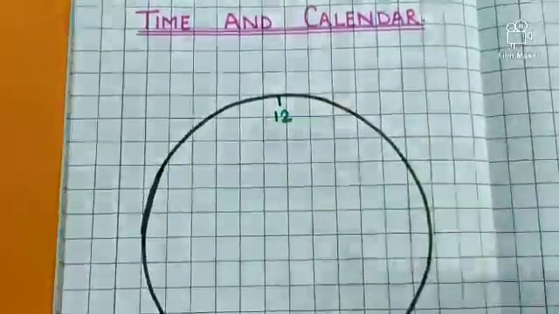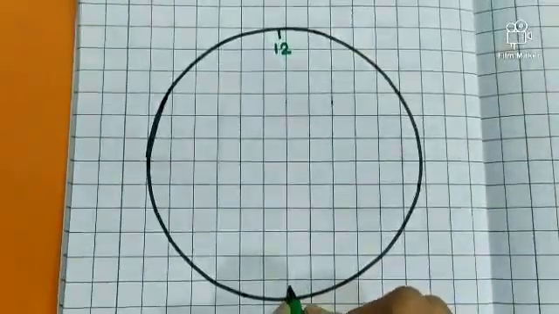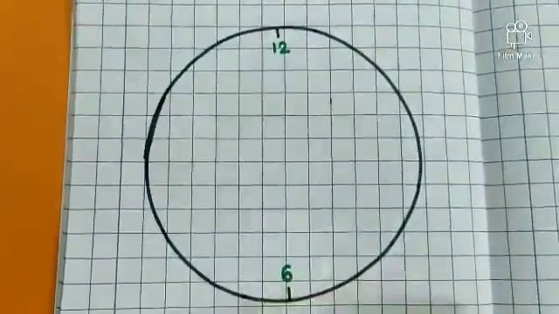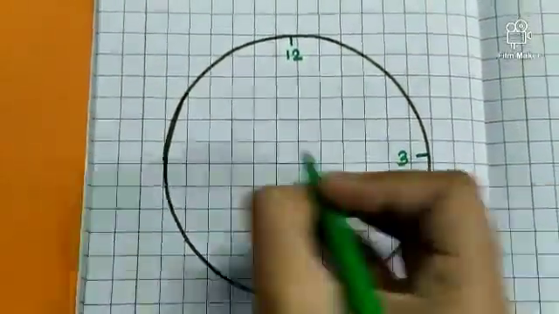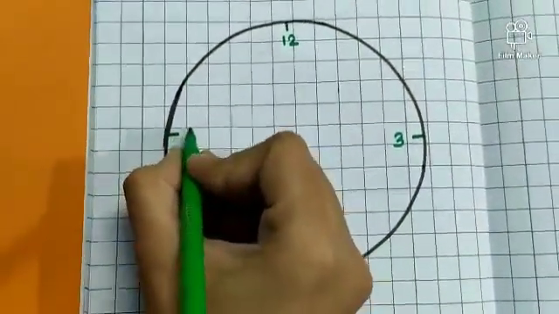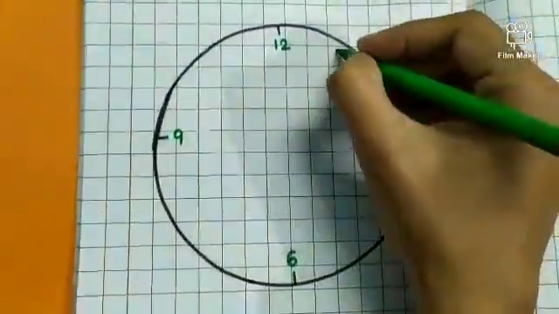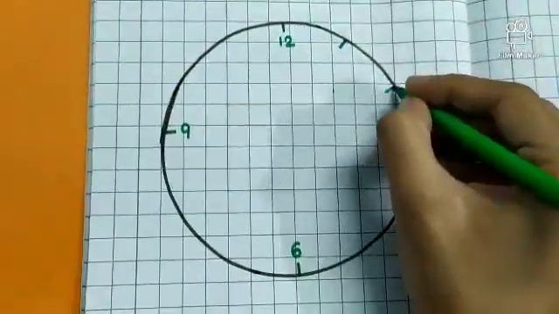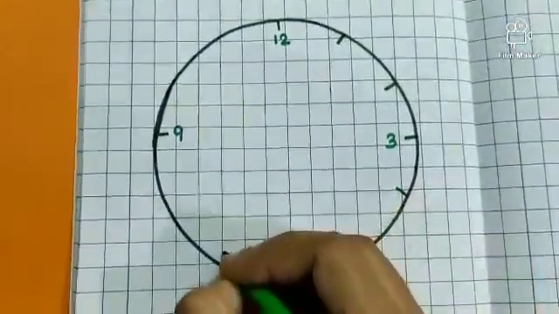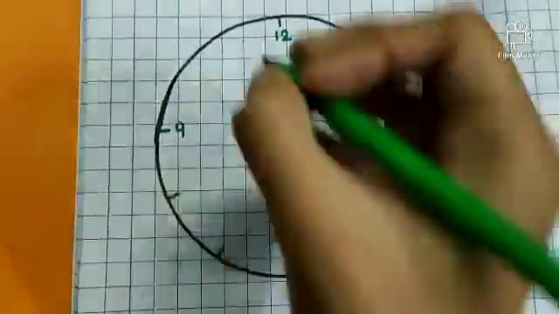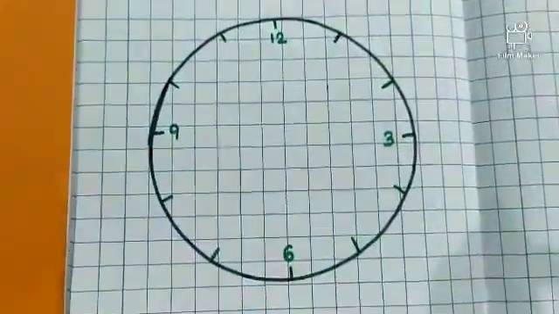12. Then opposite to 12, 6. Then here 3, and opposite to 3, 9. Now mark 2 points here, 2 here, 2 here, and 2 here, like this.